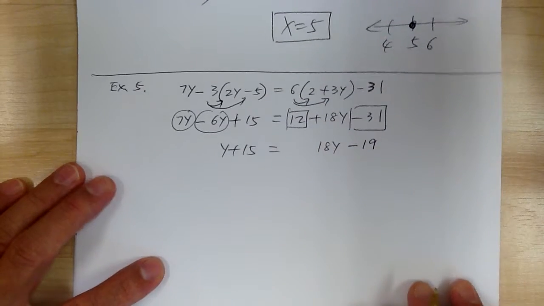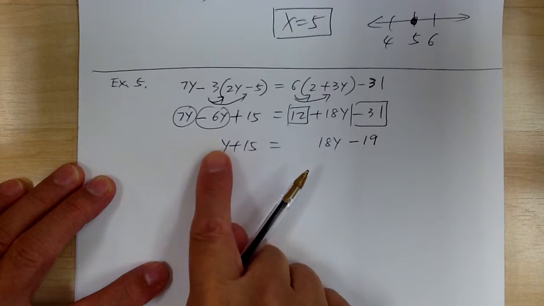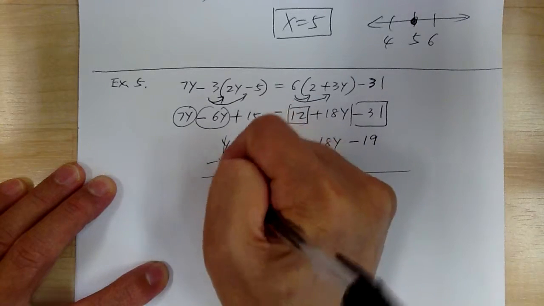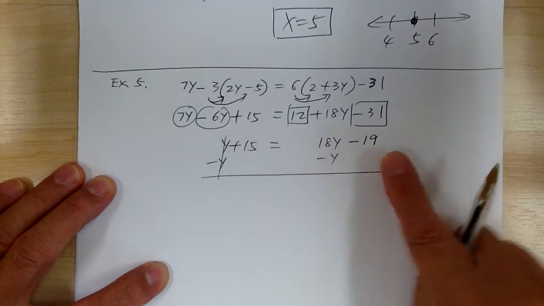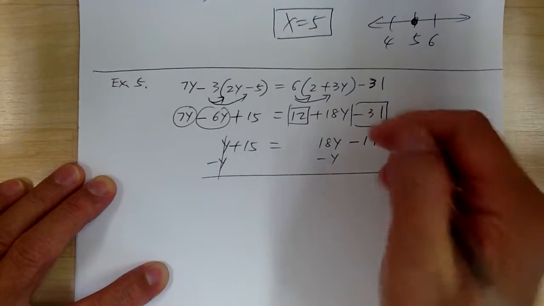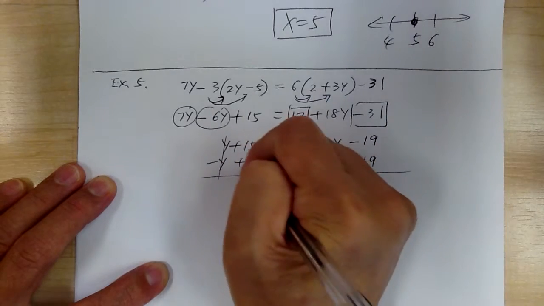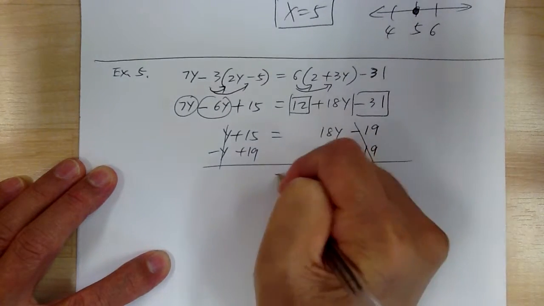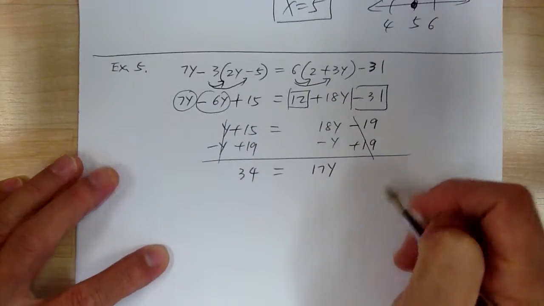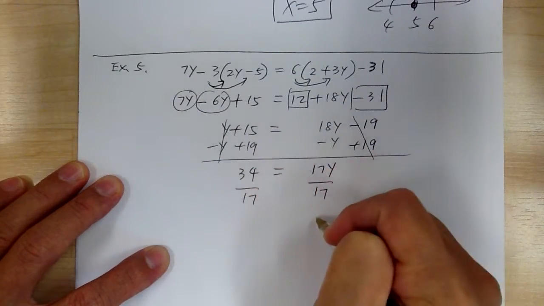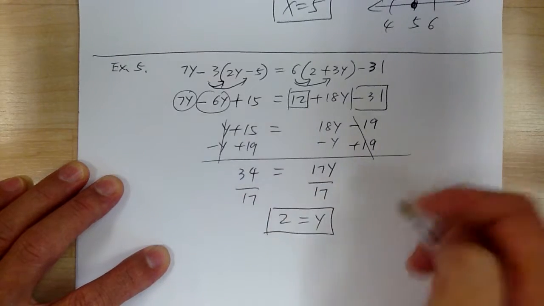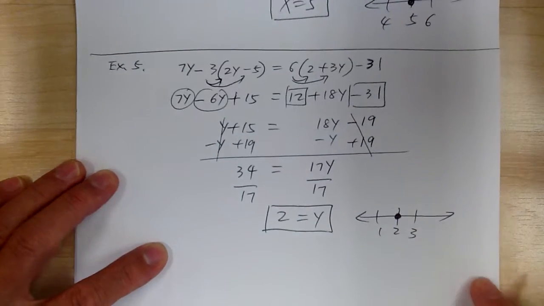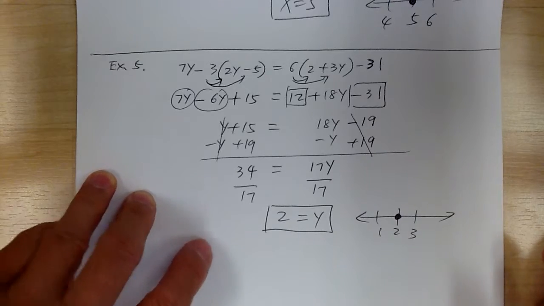So now you're going to move the variable to one side. Now this is a smaller variable, so I'm going to move this one. So minus y. Again, you always do the variable first. So this will cancel out. Now because I moved the variable to this side, that means I have to move the number to the opposing side, right? So I need to move this to the left hand side. So plus 19. So this cancels out. So you're going to get 17y equal to 34. So divide by 17. So y is equal to 2. And then when you graph, put a dot over here, and that's it. Okay, let's go to example 6.